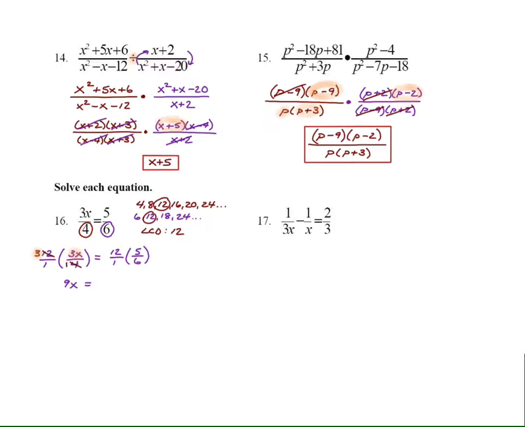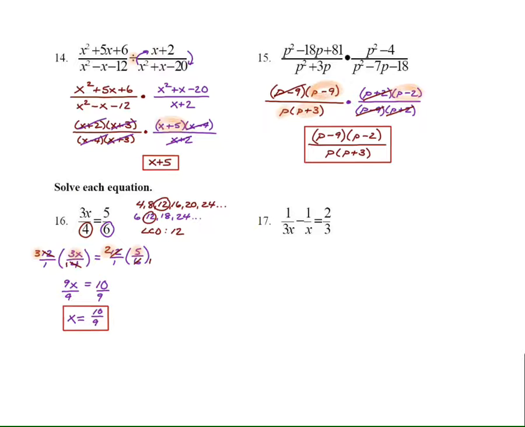And then on the right side, I have a 6 in the bottom and a 12 in the top. So if I reduce those to 1 and 2, what I end up with is 2 times 5 across the top, which is 10, 1 times 1 across the bottom, which is 1, so just 10. So 9x equals 10 is the equation. Divide both sides by 9, and I get 10 over 9, and that would be your answer.